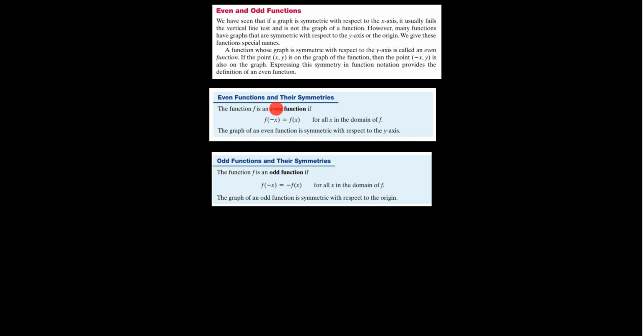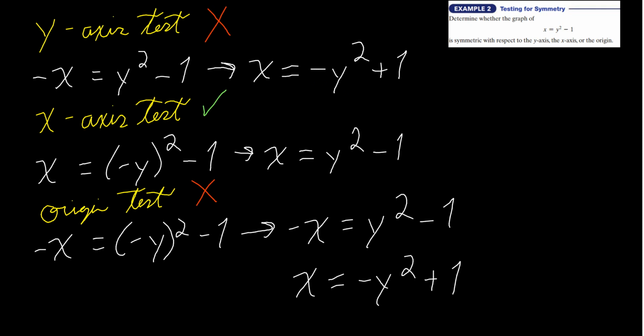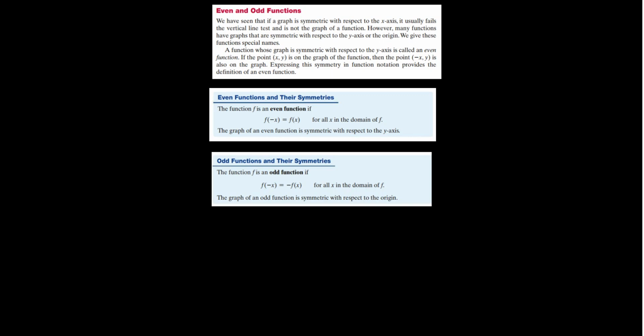An even function is a function that is symmetric about the y-axis. So back here when we did all this, we basically did the y-axis test, x-axis test, and origin test. Right now, what we're saying is that if you're symmetric about the y-axis, we're going to call that an even function. If you're symmetric about the origin, we're going to call that an odd function. If you're symmetric about the x-axis, then you're not a function at all, right? So let me go ahead and show that real quick before we move on.